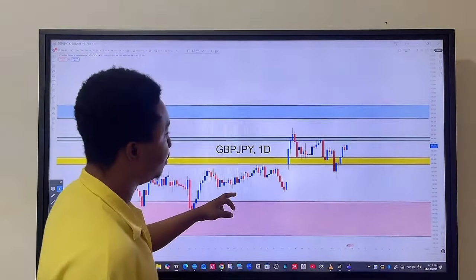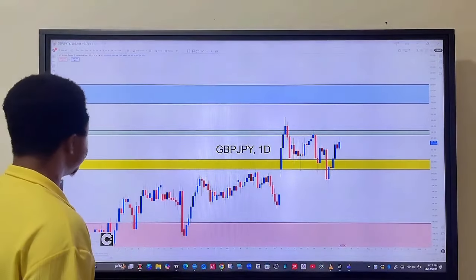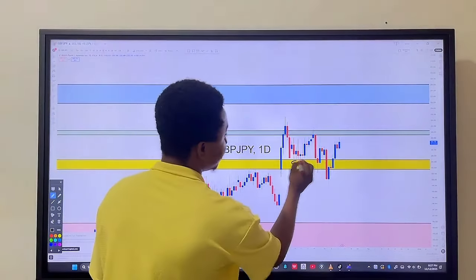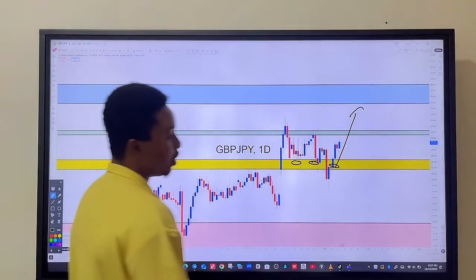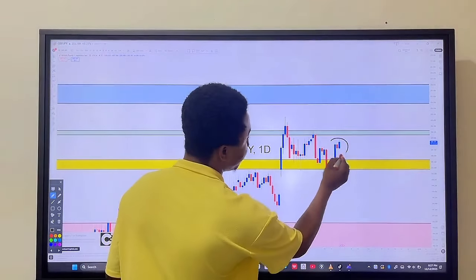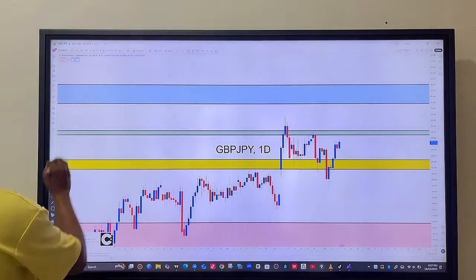Now GBP JPY on the daily time frame, what do we also have here? We have the daily mid-range zone. There's buy pressure on this support level of the weekly, which is expected to move the market all the way to the upside as expected. So GBP JPY, I'm looking for the buying opportunities here to the upside. Let's go to a 4-hour time frame and then prepare for our buy to the upside.